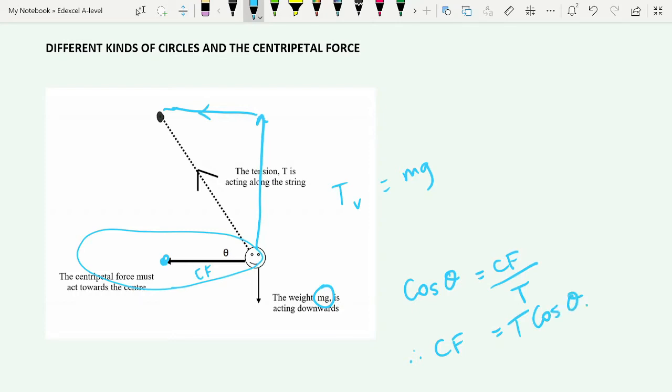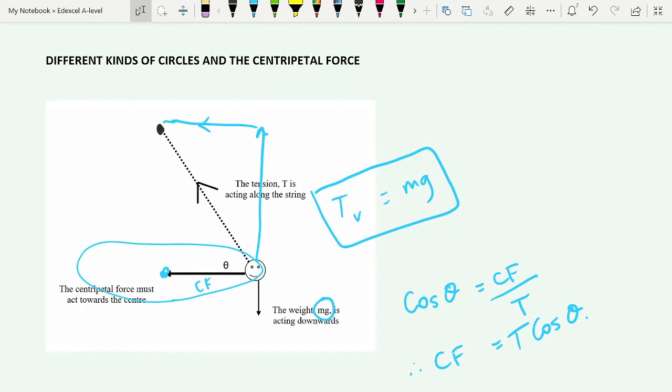Now, if you don't happen to know what T is, then you can always use the idea that the vertical component of T would be equal to mg. And if you know the mass of the happy face, you can then calculate what the vertical component of that tension would be. If you speed up your turning of the happy face, it's going to swing out further.